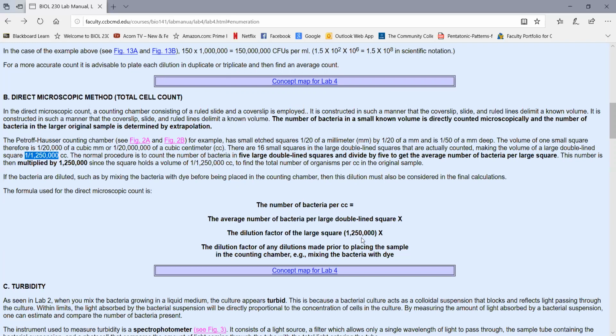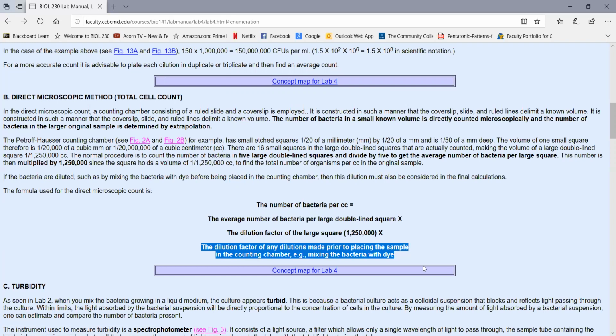And then finally, we multiply that by the dilution factor of any dilutions we made before we put the sample of bacteria in the counting chamber. And what we normally do is mix the bacteria with dye first. Now, the reason for that, as we will be seeing in our staining labs, is that bacteria, of course, are very tiny. They're very hard to see if they're not stained. So by mixing the bacteria with dye, we can see them more clearly.